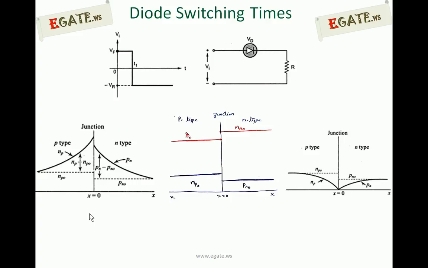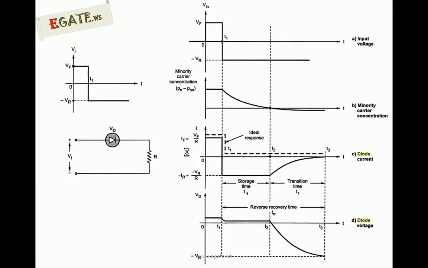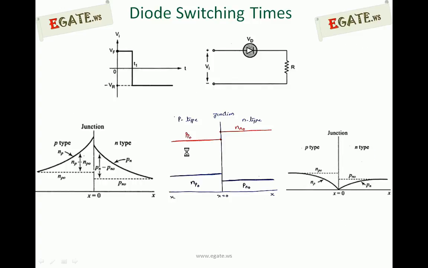So the first step is nothing but removing the excess minority carriers, that is np minus np naught and pn minus pn naught. These will be removed so that it comes into the open circuit condition, and from that it comes towards the reverse bias steady state condition. For that it requires time. So during this removal time the diode is going to be conducting.